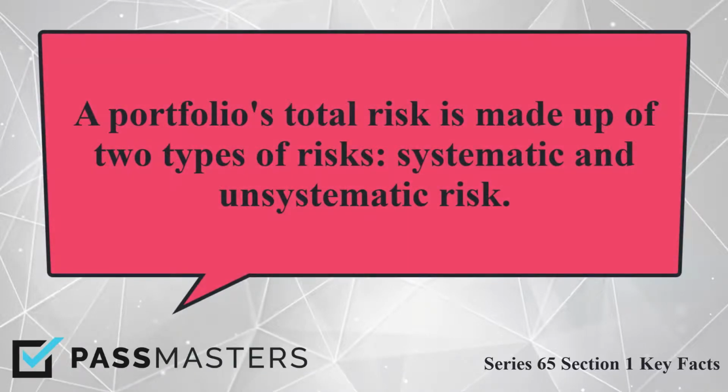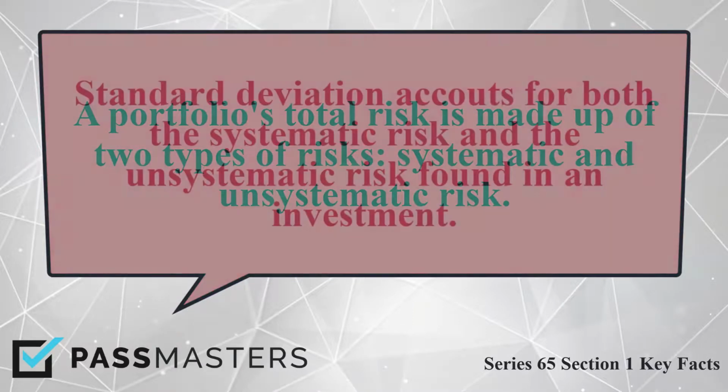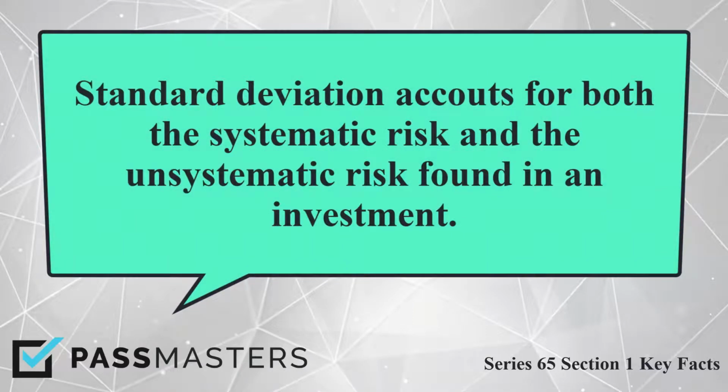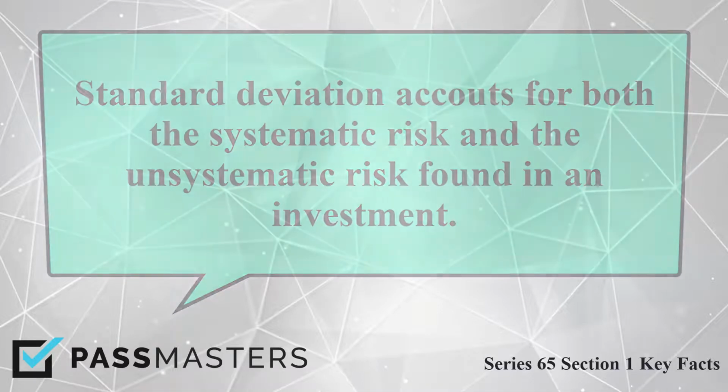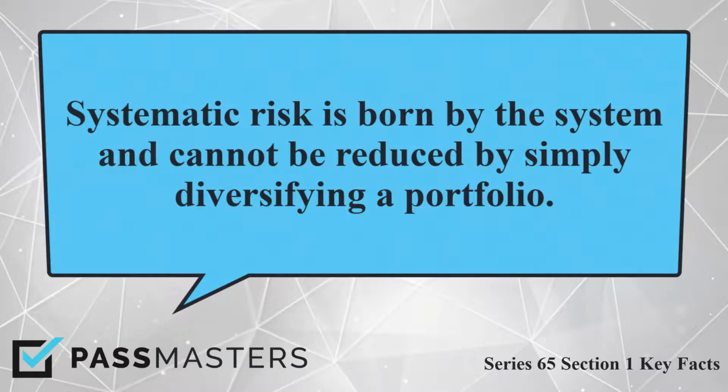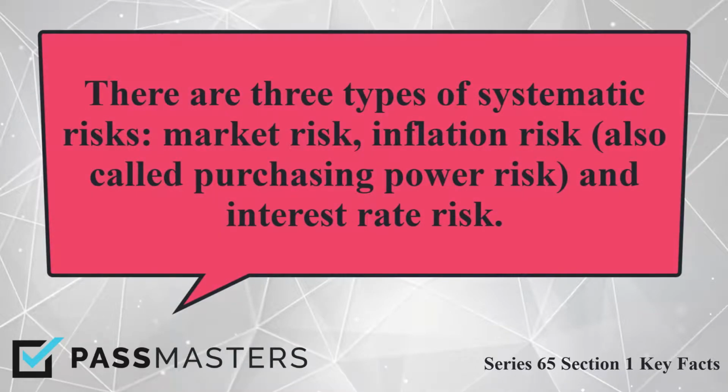A portfolio's total risk is made up of two types of risks, systematic and unsystematic risk. Standard deviation accounts for both the systematic risk and the unsystematic risk found in an investment. Systematic risk is borne by the system and cannot be reduced by simply diversifying a portfolio. There are three types of systematic risks: market risk, inflation risk, also called purchasing power risk, and interest rate risk.